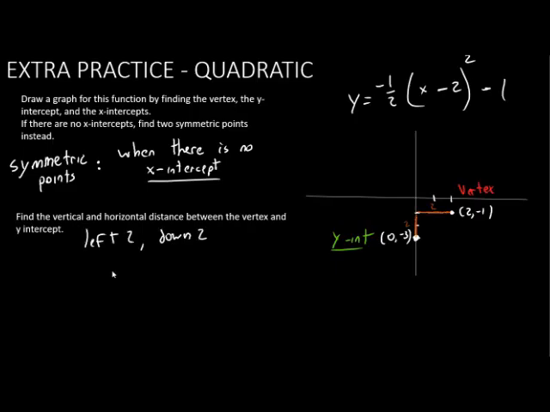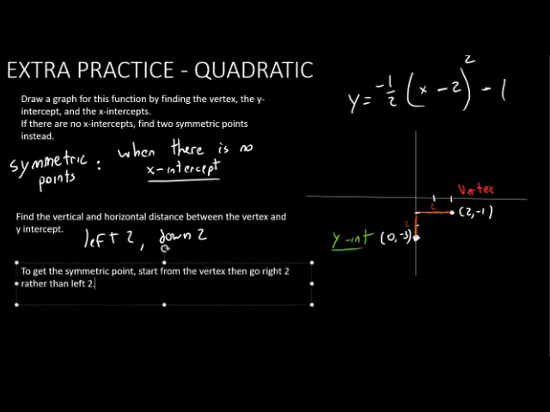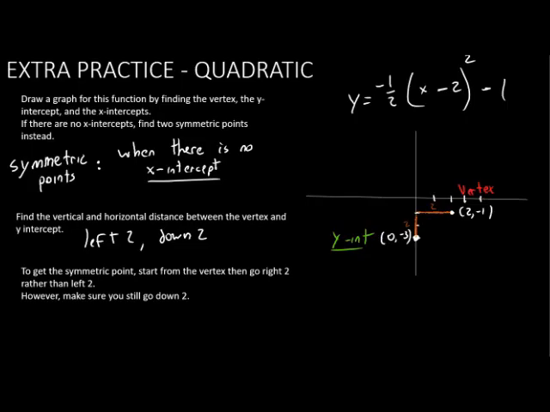To get the symmetric point, we will start from the vertex, and instead of going left 2, we'll go right 2. However, we will still go down 2. So now we'll draw from the vertex a marker that tells us to go right by 2. We'll have to modify the x-axis for that, and then draw in orange that we're going right by 2, and then still going down by 2. And then we're going to draw a new marker at that position.